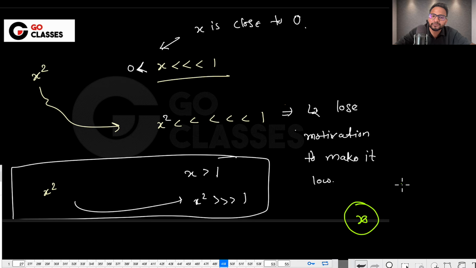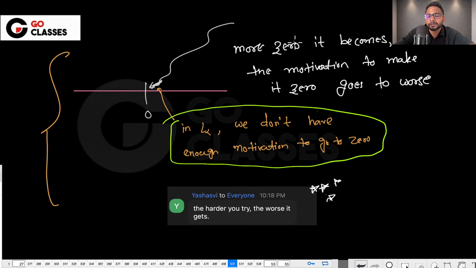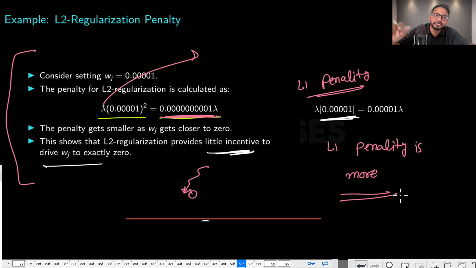We have seen this in very good detail in the lecture, but let me just remind you that in L2 we don't have enough motivation to go to 0. In L1 we have the motivation, because L2 just pushes very, very close to 0 because of the W square, but L1 is still there, so L1 tries to make it exactly 0. This is the L2 square, which is very close to 0, but here it is not close to 0, the penalty is more, so that's why you make it 0.